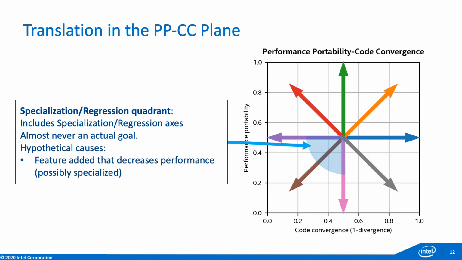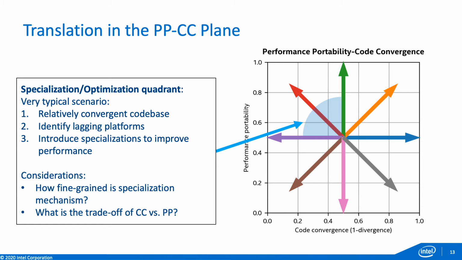And that feature, again, causes your code base and perhaps your performance to change, but that puts you in this region here. More interestingly is this specialization optimization quadrant. And this is a very typical scenario that I really want to emphasize. So let's say you have a very convergent code base, or a fairly convergent code base. But you have a performance portability score that you'd like to improve.